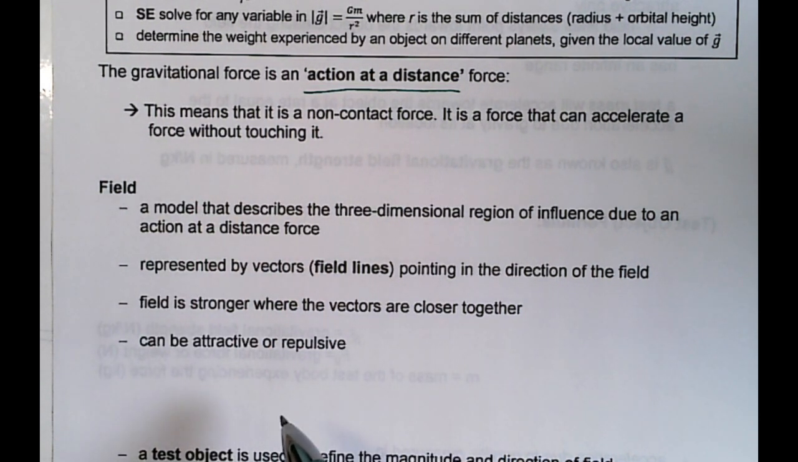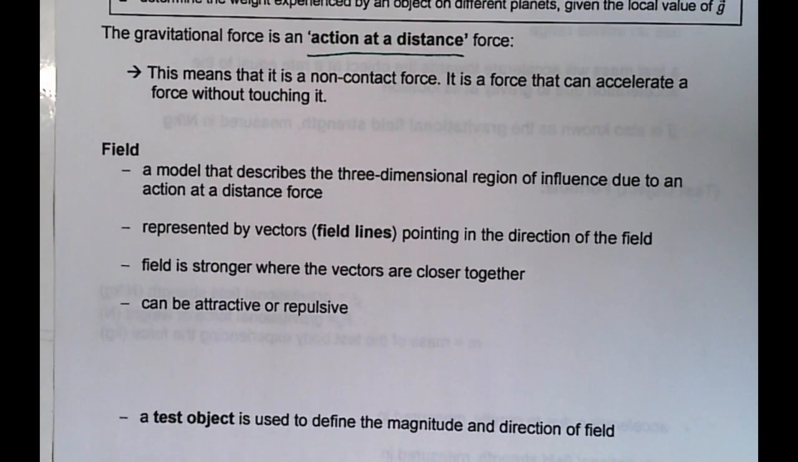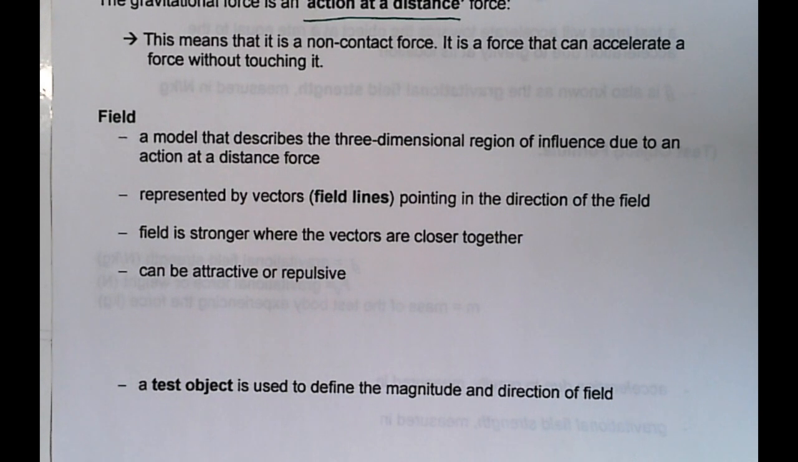If you think about it, this is like gravity. It still pulls me down to the ground, or if I drop a ball, it still pulls the ball down to the ground without actually touching it. It's not pushing or pulling directly. A field is a model that describes a three-dimensional region of influence of an action at a distance force. It is represented by vectors or field lines.